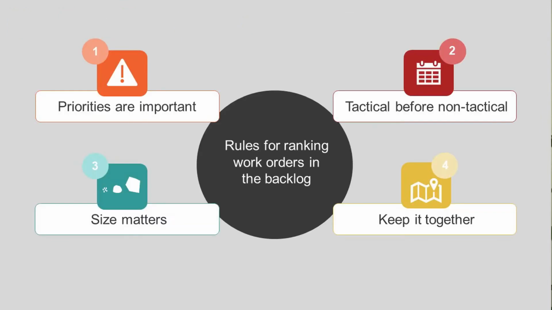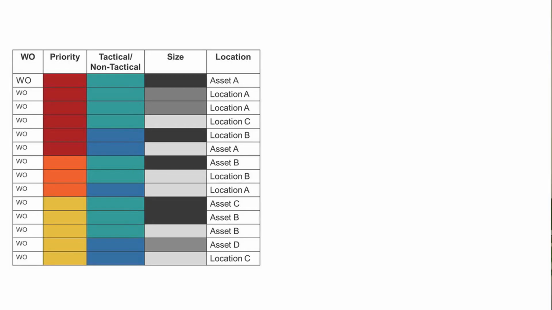Rule number 4, keep it together. In order to ensure that the artisans are used as efficiently as possible, the scheduler needs to minimize the amount of time between the work orders. After applying rules 1 to 3, these work orders will probably have been ranked at different levels. If it's left like this, it might mean that the artisan has to travel to and from an asset or a location several times. This is inefficient.